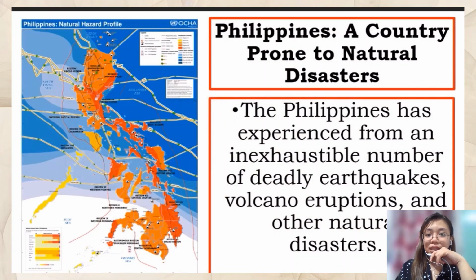The Philippines is a country prone to natural disaster. We all know that the Philippines is prone to natural disaster. The Philippines has experienced an inexhaustible number of deadly earthquakes, volcanic eruptions, and other natural disasters. By virtue of its location, climate and topography, it is one of the most disaster-prone countries in the world. This is according to Alampai 2014.